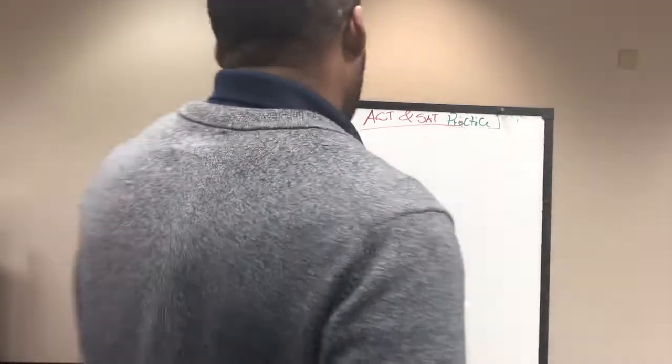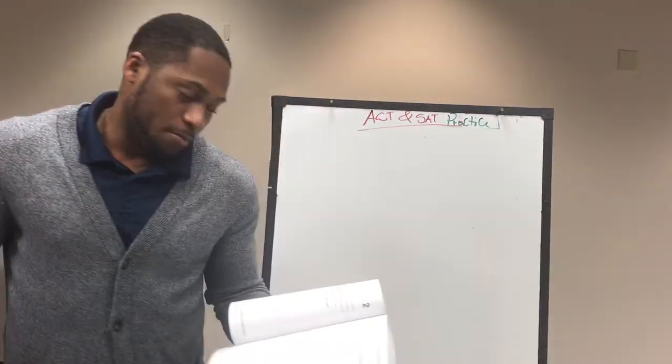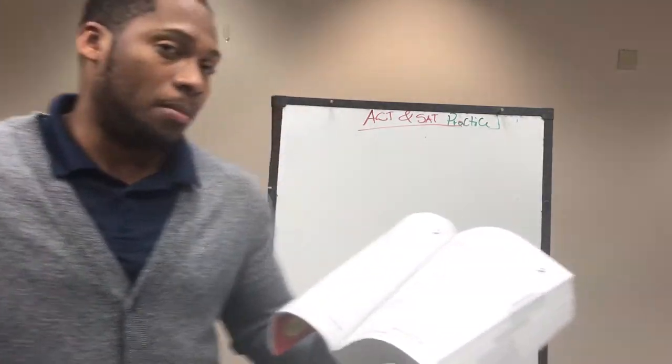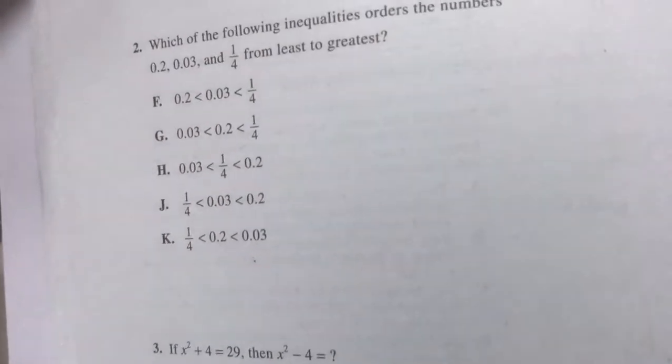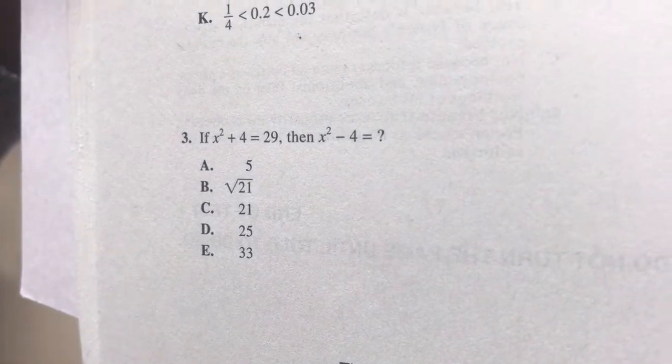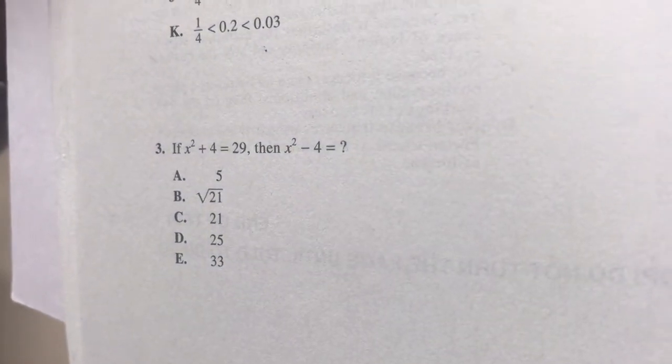All right, this problem is not really tricky, but you can leave out a piece that's really important that makes you miss the whole problem completely. Let me show you what they ask for. Here it is: x squared plus 4 is equal to 29.